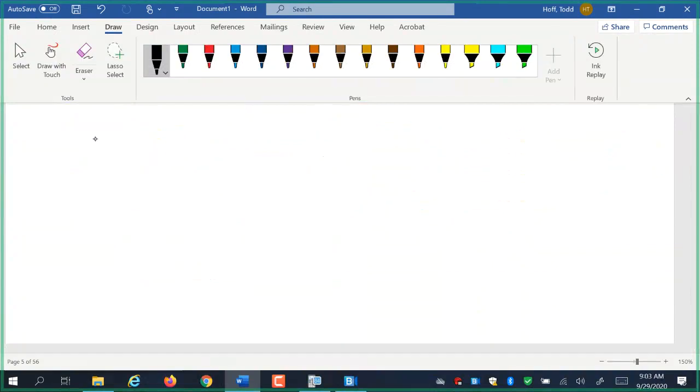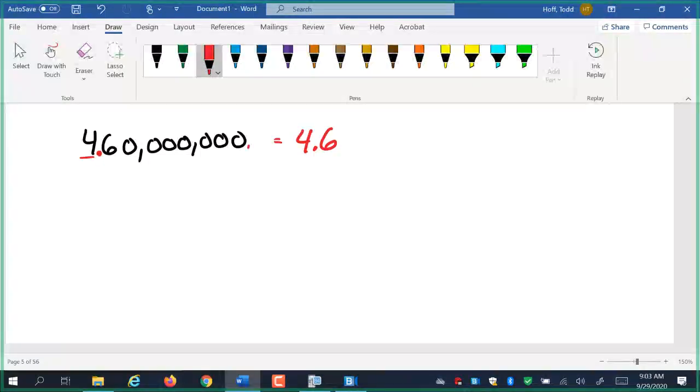So if I have something like 460 million and I want to put that into scientific notation, well, the 4 is my first non-zero digit, so the decimal is going to go after it. That's going to be a 4.6. Decimal point started out here. It had to move 1, 2, 3, 4, 5, 6, 7, 8 places. That was a large number, so it's a positive 8. 10 to the positive 8.